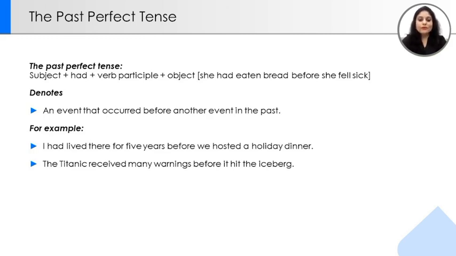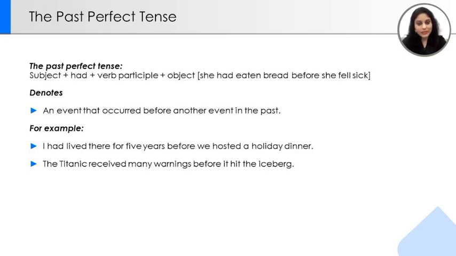I had lived there for 5 years before we hosted a holiday dinner. As is clear from this example, there are two very clear actions happening here. The first action is, I had lived there for 5 years. This is action number 1. The second action is, we hosted a holiday dinner. You can see that the first action, I had lived there for 5 years, happens well before the second action, we hosted a holiday dinner. And the time frame of both these actions is the past.